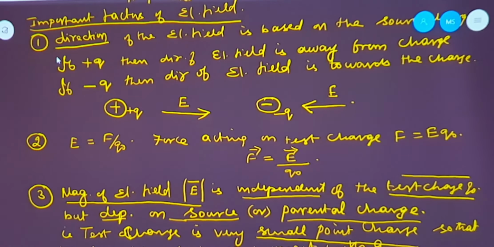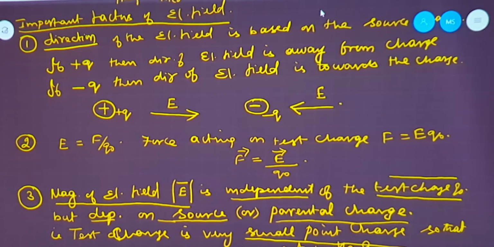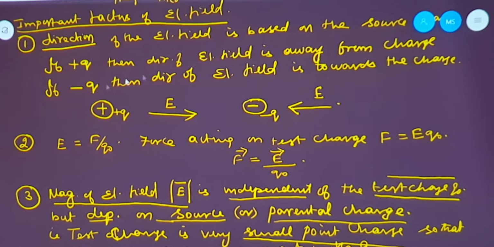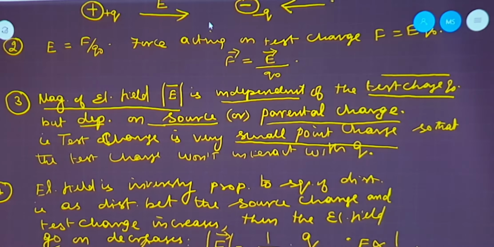The direction of the electrical field is based on the source charge and not depending on the test charge. So if the source charge is plus Q, positive, then the direction of the electrical field is away from the charge. I have drawn it here. If the source charge, the parental charge, is minus Q, then the direction of the electrical field is towards the charge. Here is the diagram. Look at the movement of the cursor, it will be easier for you to follow me.